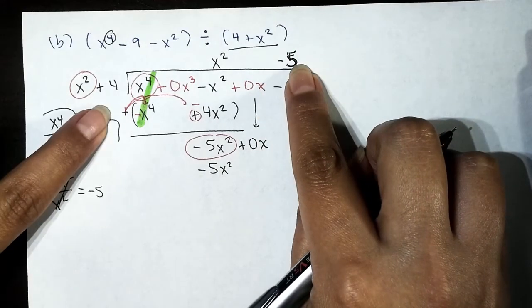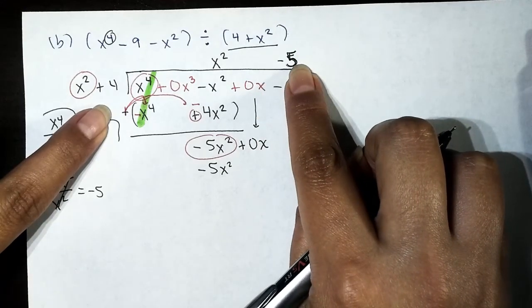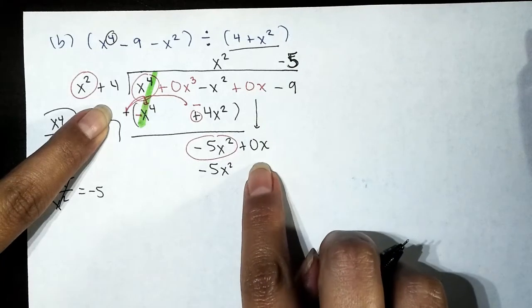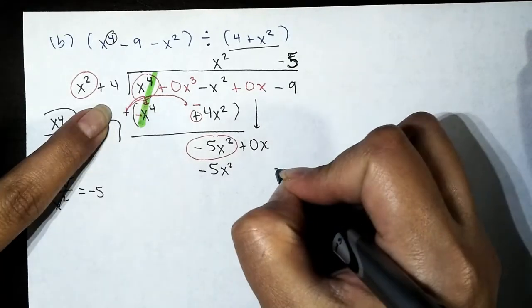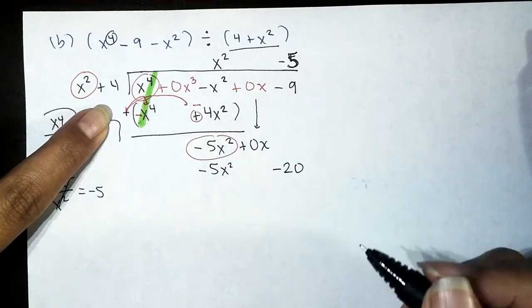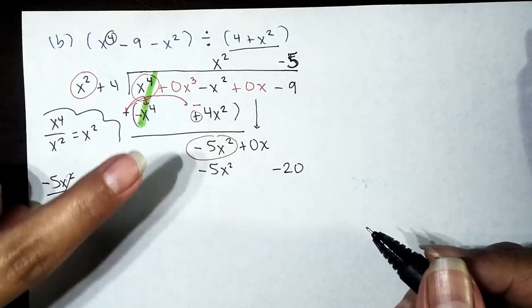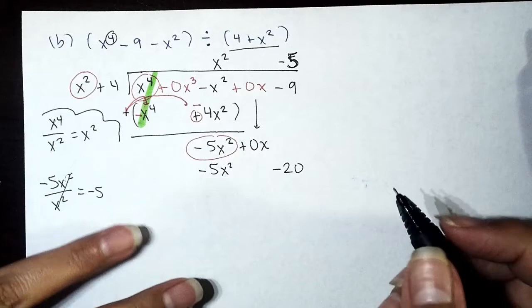Negative 5 times 4 will give us negative 20. Line it up. In this case, we got bumped to the next column. It's okay. Okay, steps to long division: divide, multiply, subtract. Let's go ahead, subtract.